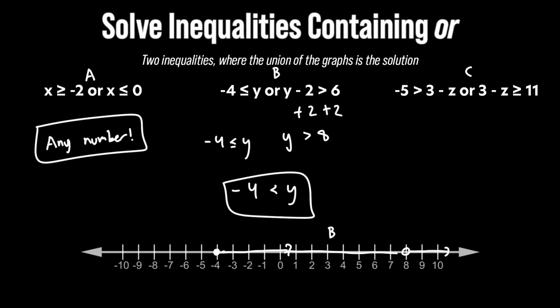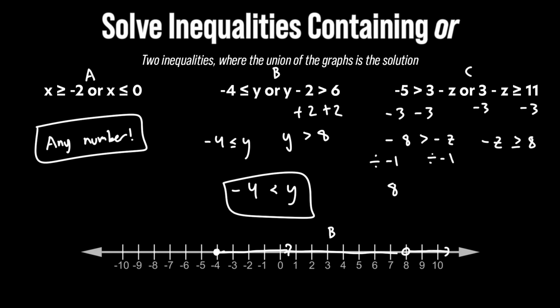We have -5 is greater than 3 minus z, or 3 minus z is greater than or equal to 11. So let's simplify the two inequalities. We're going to have -8 is greater than -z, or we're going to have, let's subtract 3 from both sides on this one as well, -z is greater than or equal to 8. So let's divide both sides by -1.